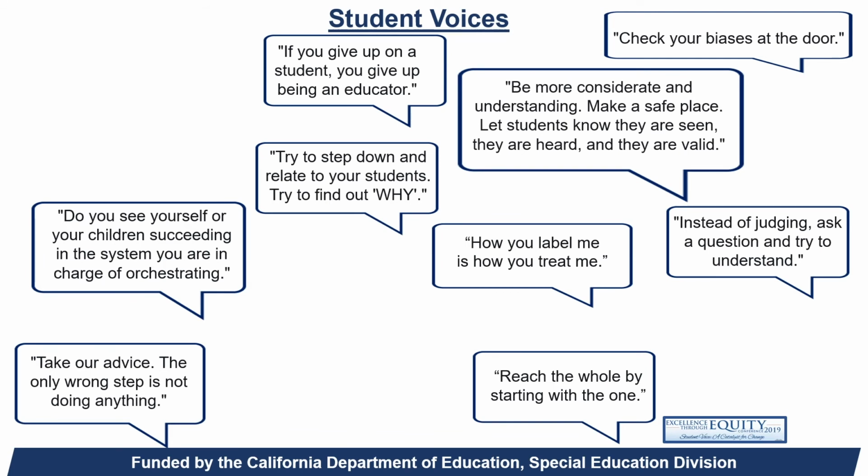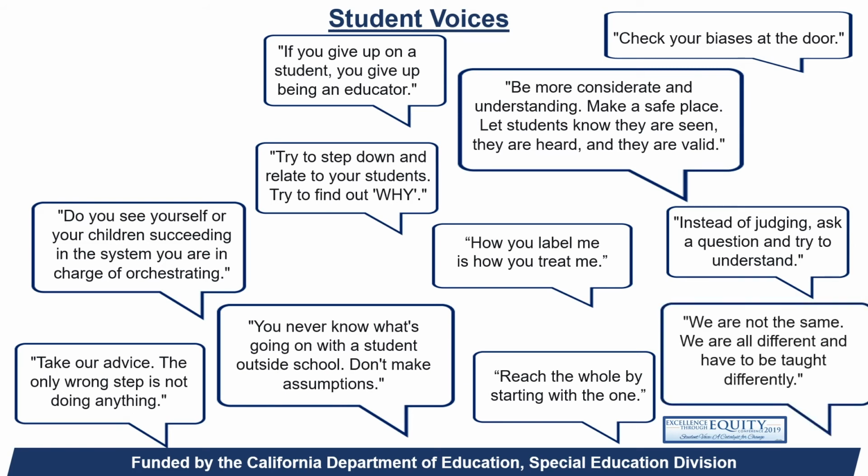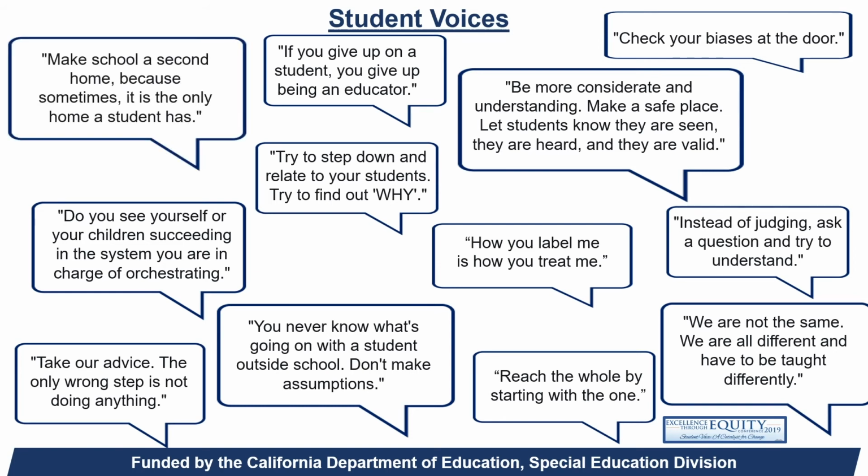Be more considerate and understanding. Make a safe place. Let students know they are seen, they are heard, and they are valid. You never know what's going on with a student outside of school. Don't make assumptions. We are not the same. We are all different and have to be taught differently. Make school a second home because it sometimes is the only home a student has.